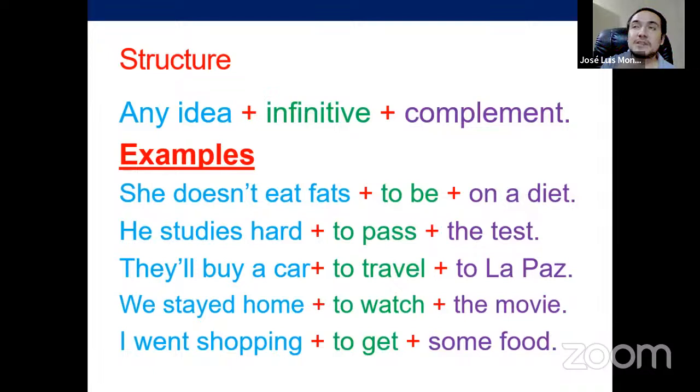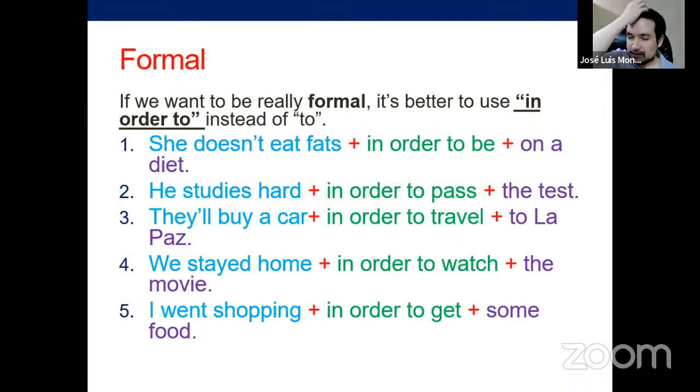So she doesn't eat fats. Why? What's the reason? What's the purpose of doing that? It is that she wants to be on a diet, but you directly say to be on a diet. He studies hard to pass the test. They'll buy a car to travel to La Paz. We stayed home to watch the movie. I went shopping to get some food. All right, affirmative. Now, that's the common way.